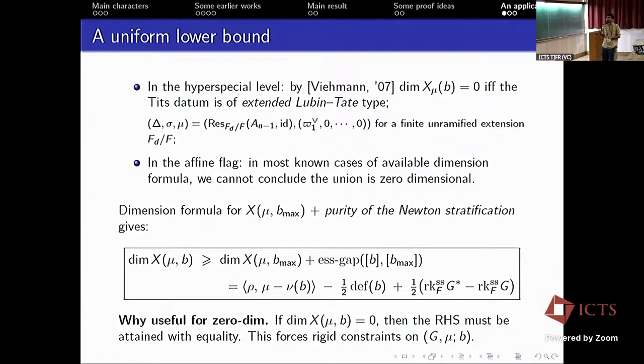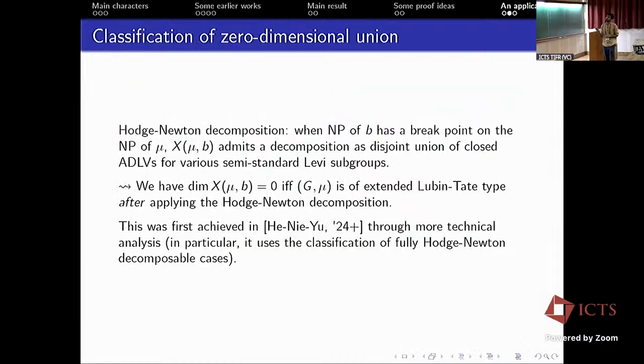We do not have an equality for whatever this dimension is, but I just want to know when this is 0. So if this is 0, that forces the right-hand side to be 0. Each of these terms is positive. So that tells you immediately G has to be quasi-split because this term has to vanish, and this guy has to be 0. These are rigid constraints on zero dimensionality, right? So you can use this.